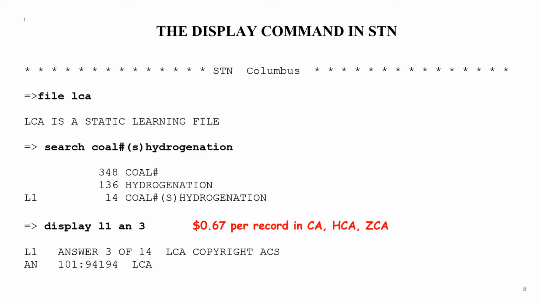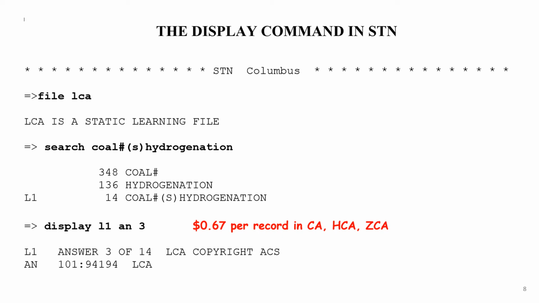The display option has a certain specific format. You have to type the word display. Your first answer set is called L1. If I did a second search, it would be called L2. But here I want to display L1, which is my first answer set. Next to it, I have to indicate what format of the record I want to display. How much do I want to display? AN just means the abstract number. There are 14 answers here. I am just looking at the third one. It's a little confusing here because 3 does not mean the first 3, it just means the third one.